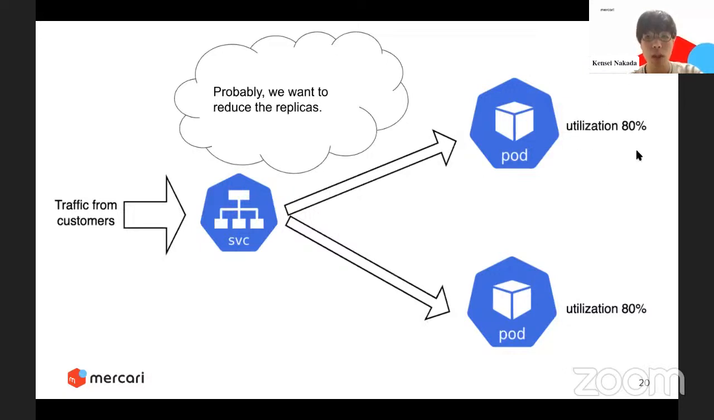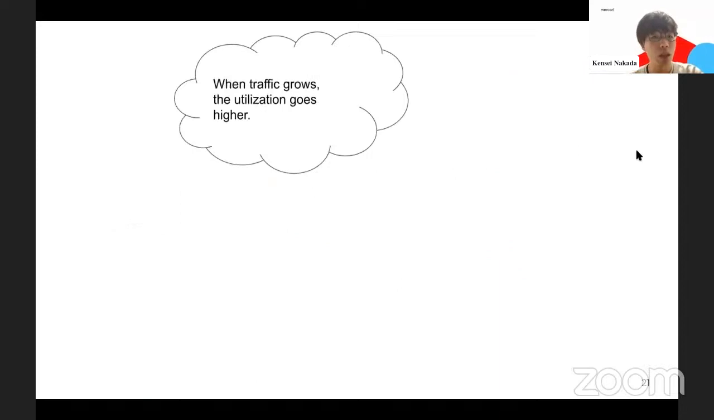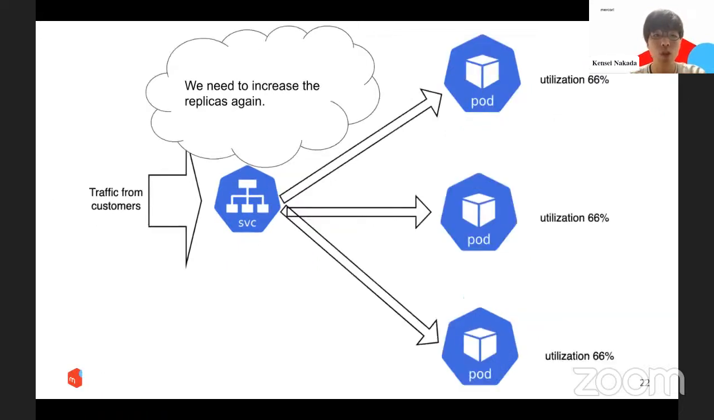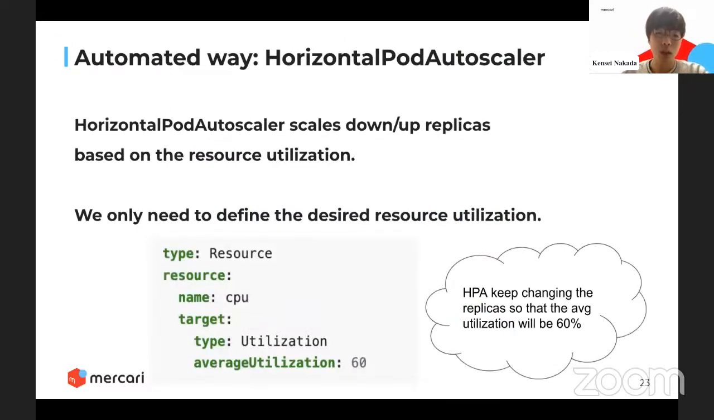Then it's now 80% on each pod, but of course the traffic changes. When traffic grows, the utilization goes higher, of course. And at that time, we need to create another pod again so that it can handle all the traffic. Of course, for this pod autoscaling, we don't do it by hand. The Kubernetes community has the Horizontal Pod Autoscaler resource, which literally means horizontal pod autoscaling.